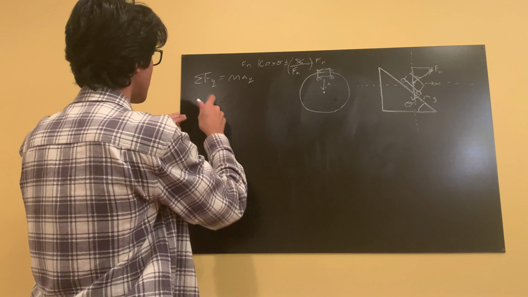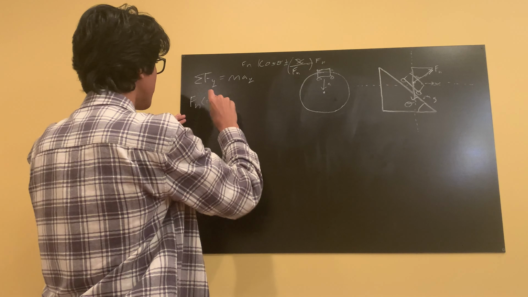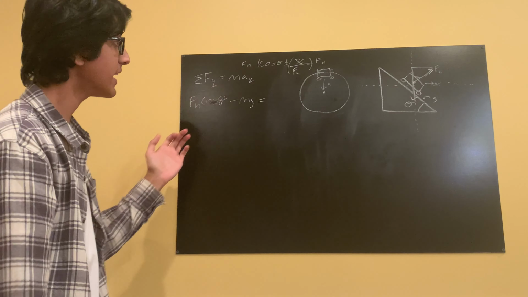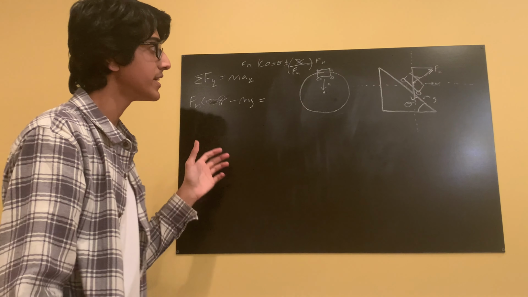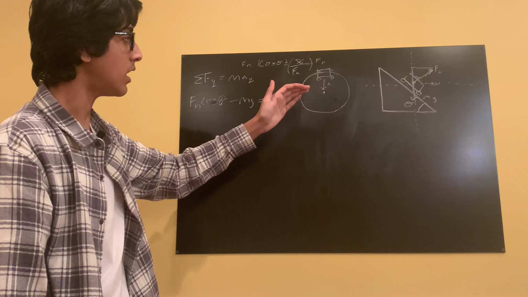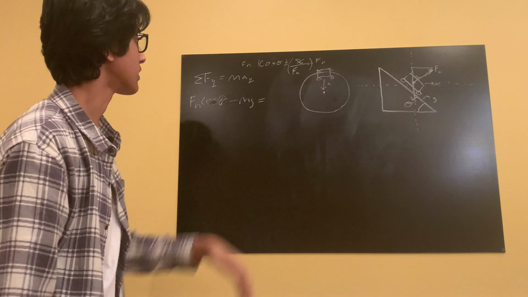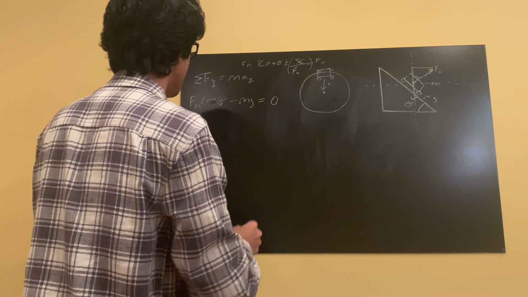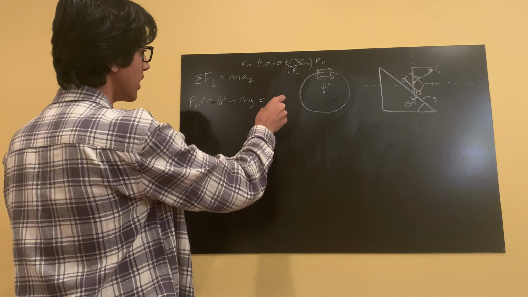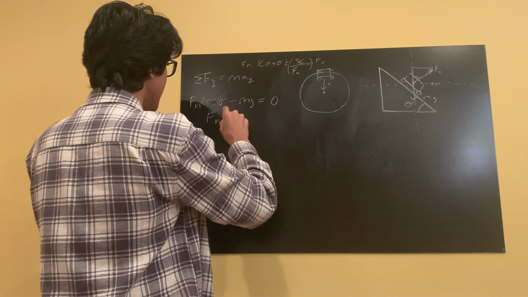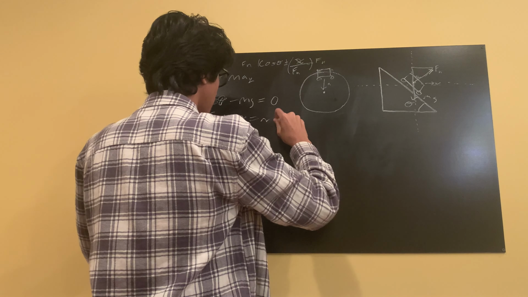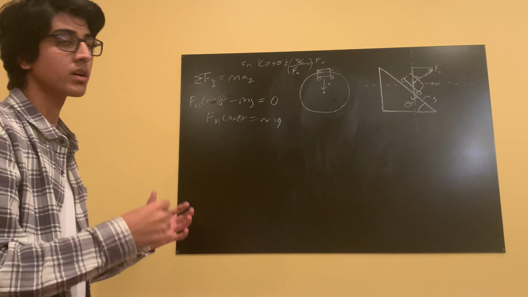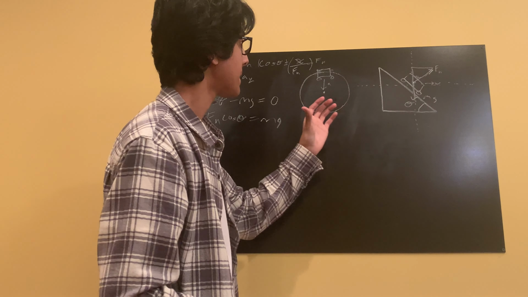I'm going to make some space right here. Fn cosine theta minus mg is equal to, now its acceleration in the y direction is just 0 because it's not moving up and down. All it's doing is traveling this way, and it's accelerating inward. It's not moving in the vertical direction, so its acceleration in that direction also has to be 0. Then we can add mg to both sides to simplify this a bit. So we get Fn cosine theta is equal to mg.